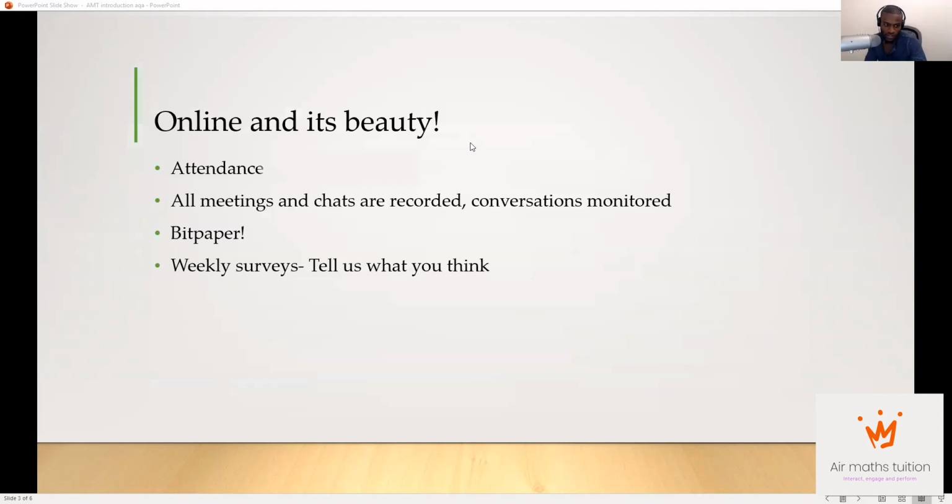So next, online and its beauty. As you're aware by now, Zoom for me is just fantastic. One of the things it does is it tracks your attendance. It's important to know that all meetings and chats are recorded and conversations are monitored. It's just part of our online safety procedures.